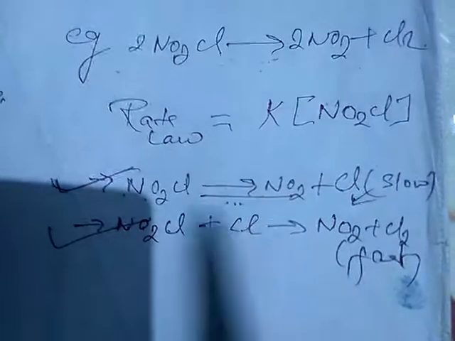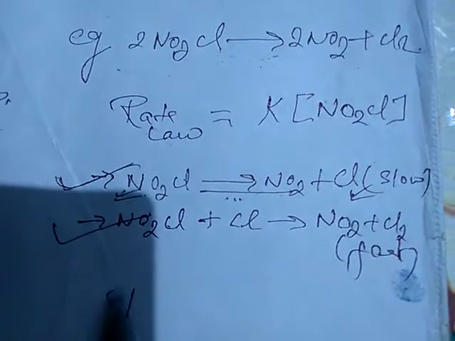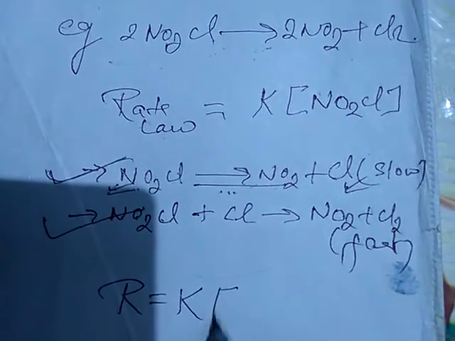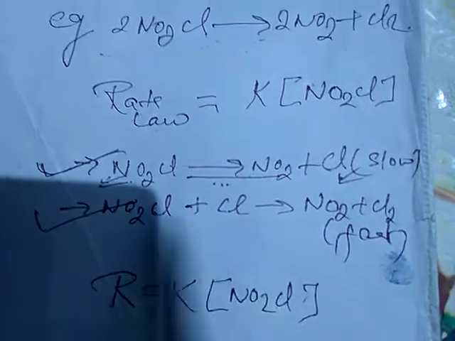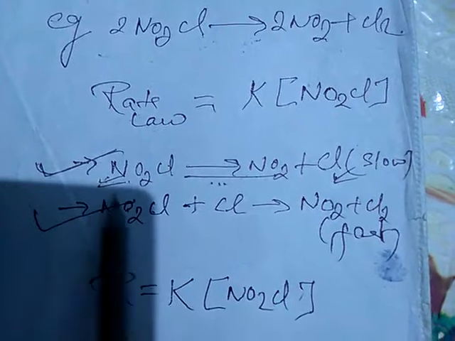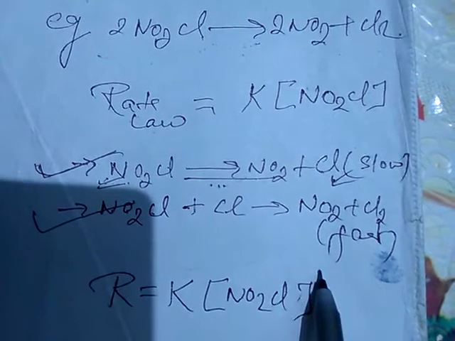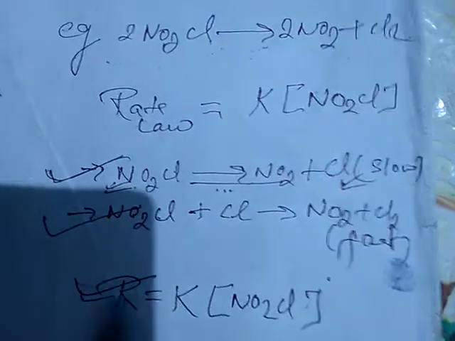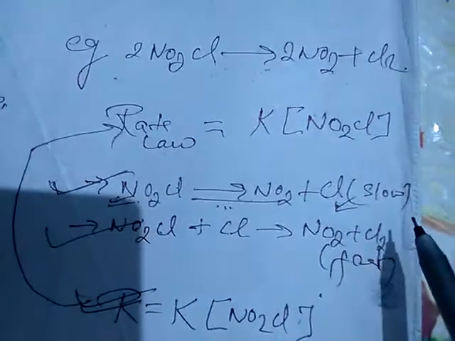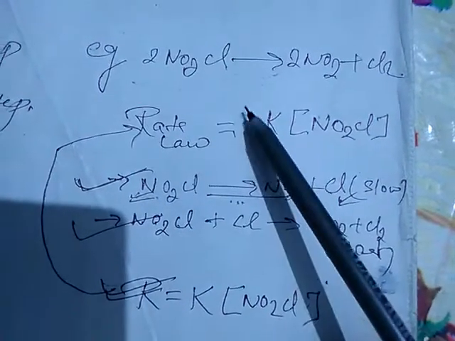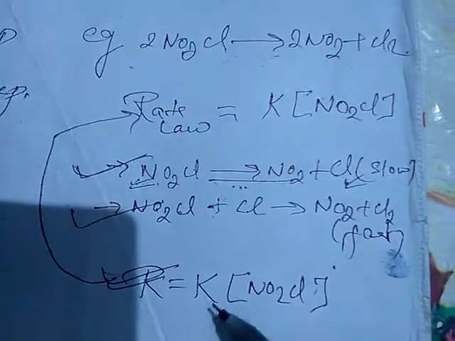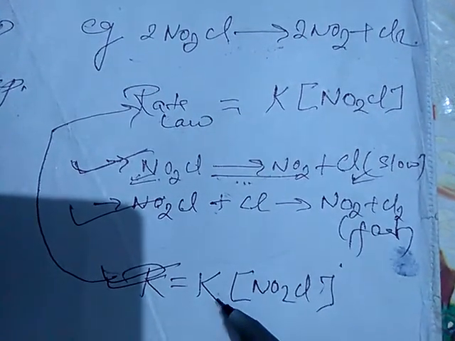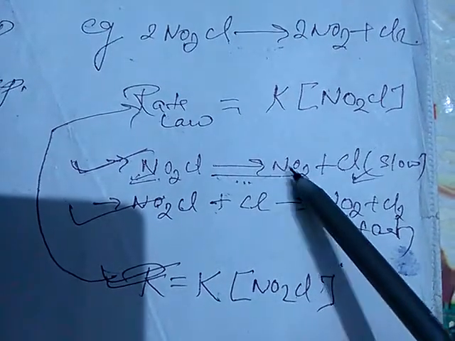If we use this step to write the rate law, then the rate law will be like this: K, concentration of NO2Cl, and we can see that the power is 1 over here. So this rate law is the same as the one determined experimentally. So this is another example of a complex reaction, and this is the mechanism, and this is the rate law equation made with the help of this slow step.